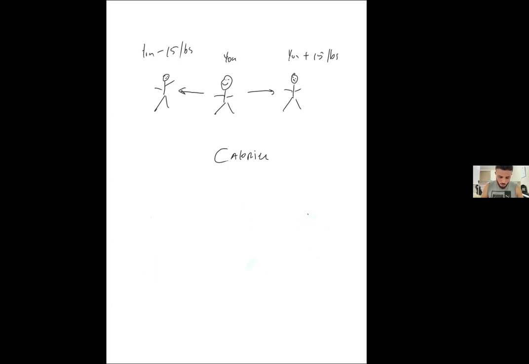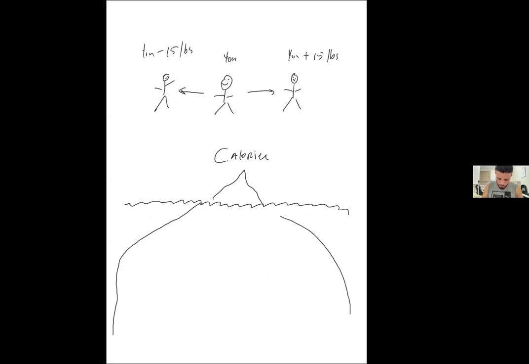So what you're gonna do is draw an ocean. And then on top of that ocean, you're gonna draw a tip of an iceberg. Let me draw it here. And then underneath, you're gonna draw the rest. You've probably seen that image somewhere.